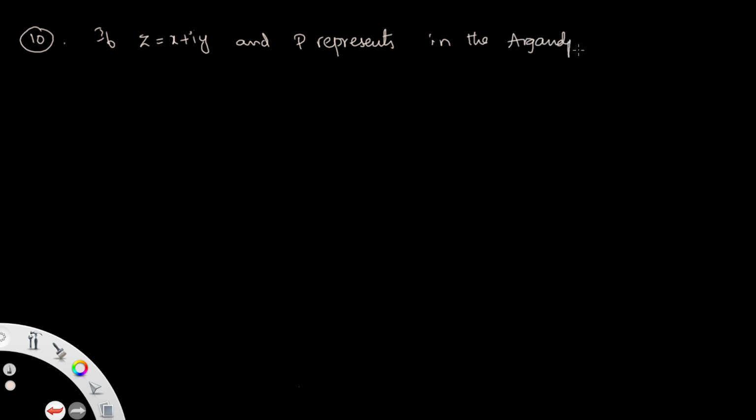Okay, next, go to the next problem, 10th bit. If z equals x plus iy and P represents z in the Argand plane, find the locus of P where first question: mod z equals 2.